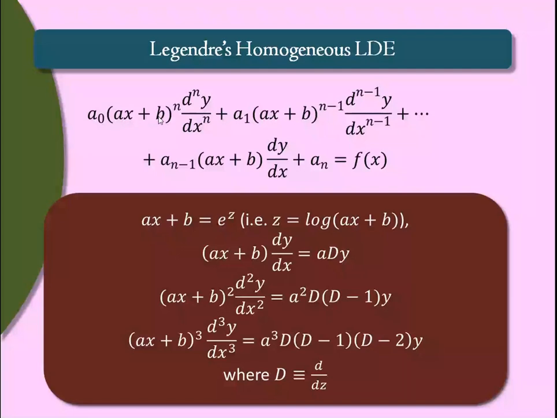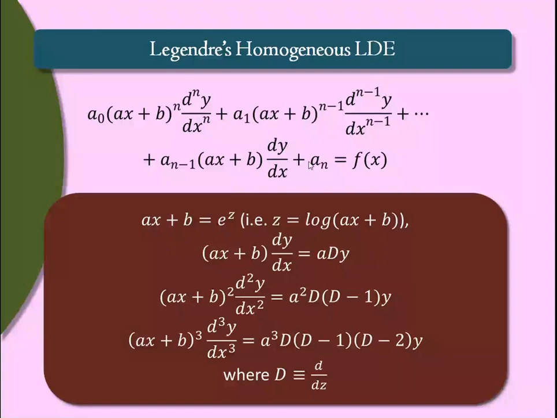So we just put ax+b = e^z. If you take log on both sides, log of ax+b becomes log of e^z, and log of e raised to any term is that term, z. So we get z = log(ax+b). If we use this substitution, then (ax+b) dy/dx becomes a times Dy.